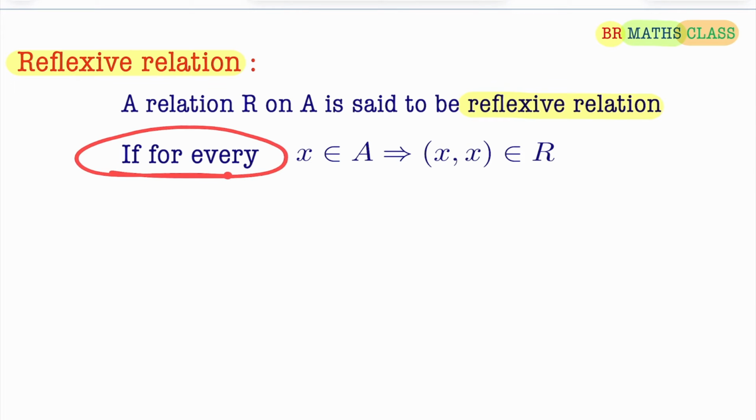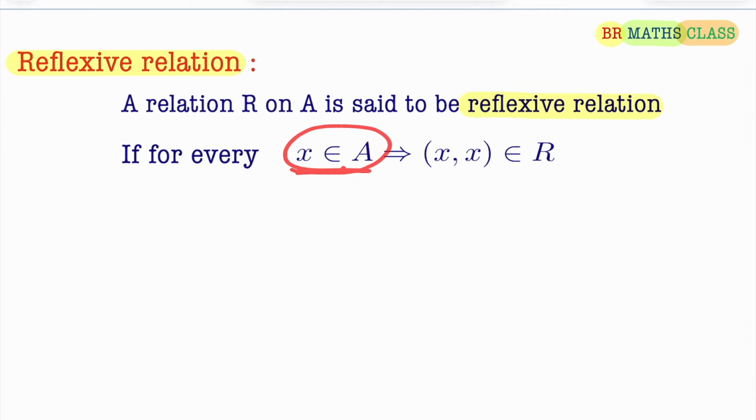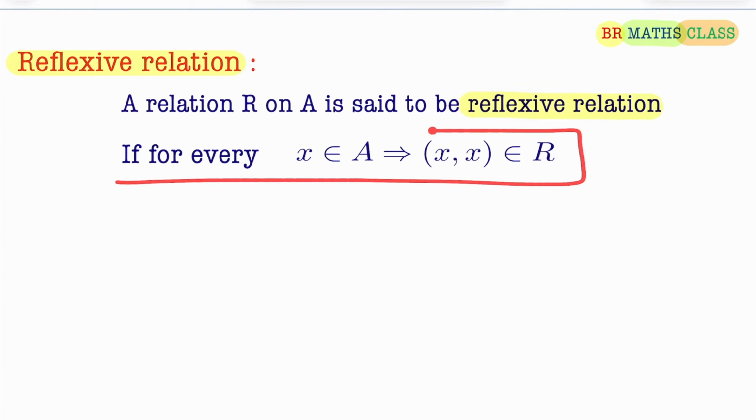This is important, you don't take it lightly. For every x in set A, the ordered pair (x, x) must belong to the relation. Then we say that the relation is a reflexive relation. You may be confused a little bit here, but you can understand this easily with the help of examples.